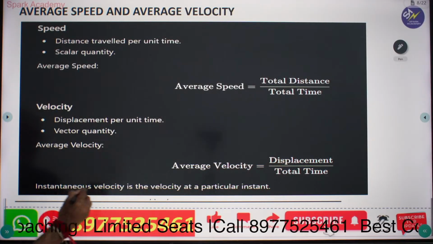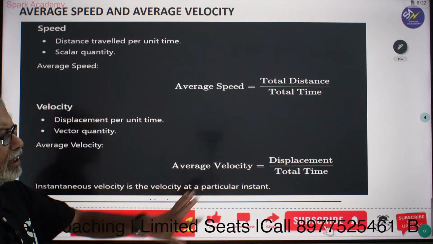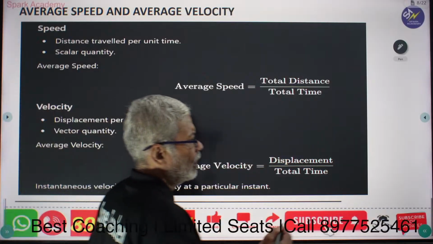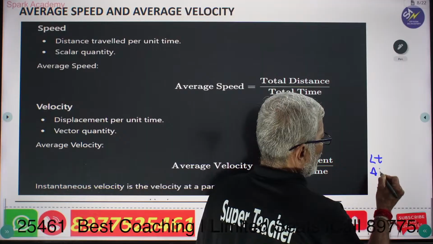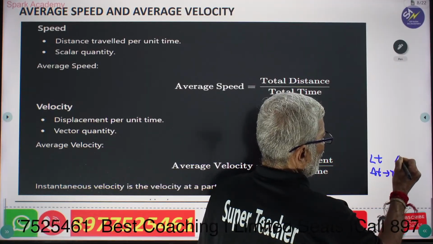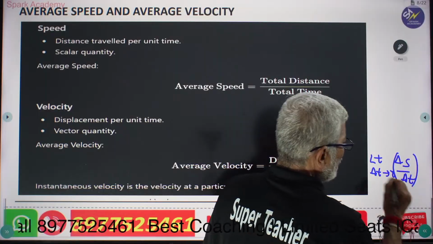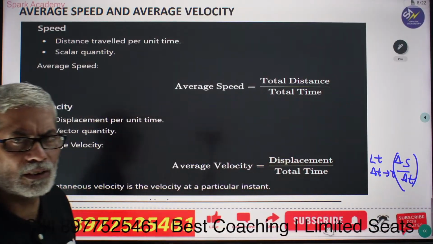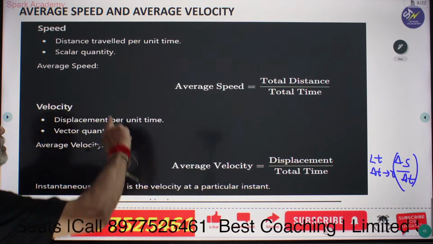And there is a concept of instantaneous velocity. Instantaneous velocity is velocity at a particular instant. If you want to write it in mathematical form, limit del t tends to 0, del s by del t. At a particular instant only you have to find out the velocity, that is called instantaneous velocity.